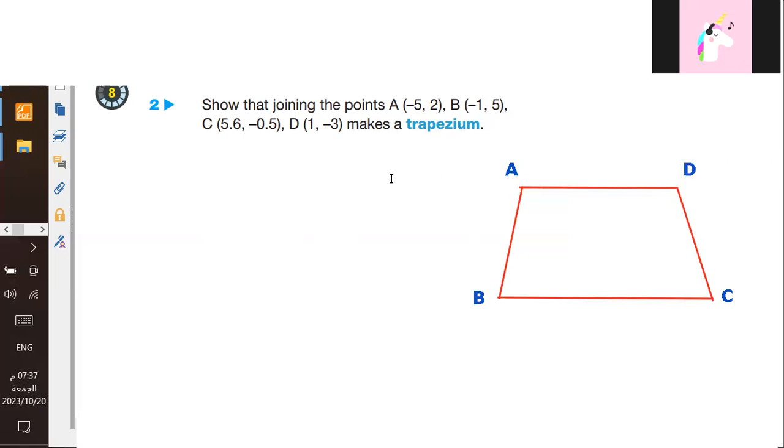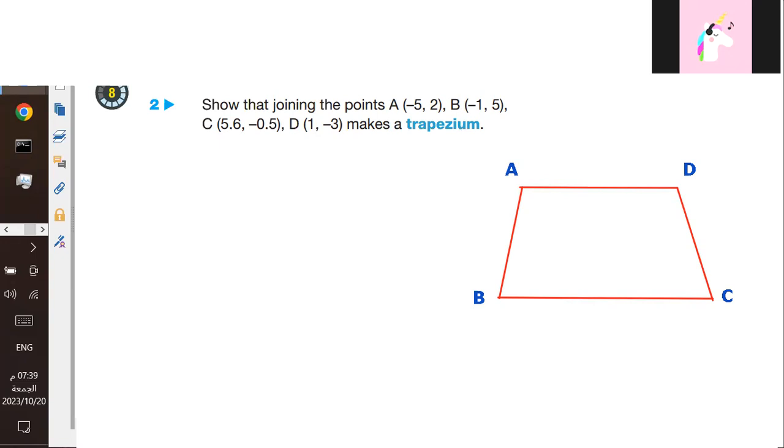Now, we want to make sure that these points make a trapezium. What method should we use, okay? So now, to prove that this is a trapezium, I'm going to find the gradient of AD and the gradient of BC. If they are the same, it means this is a trapezium, okay? It means the lines are parallel. Now, first, I'm going to work with AD. I'm going to find the gradient of AD.